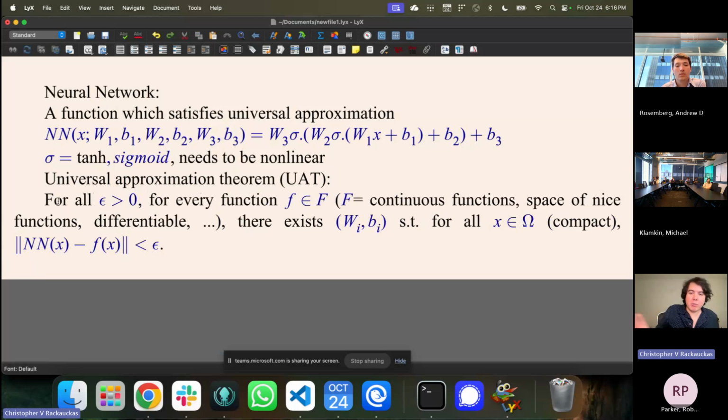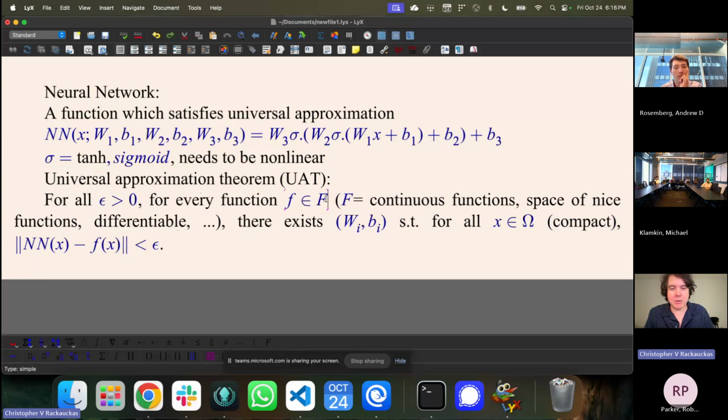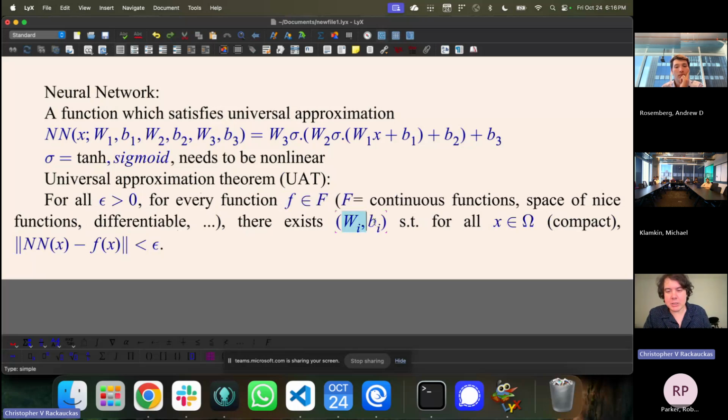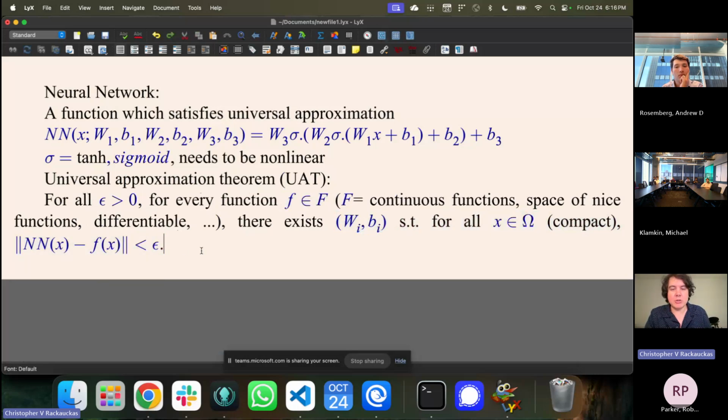So, okay, this is not the rigorous statement because you need to be more rigorous about what this function space F is and certain details like that. But this is the understanding of the universal approximation theorem. Let's say there's a certain accuracy you want and a certain function. You want to act like the function f and you want to be this close to it. There exists weights such that you can get that close to it.